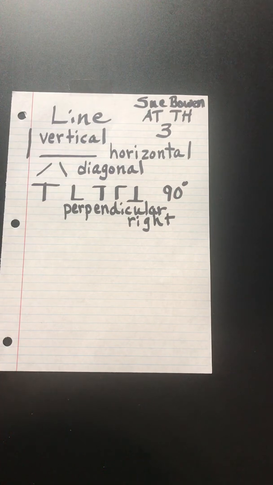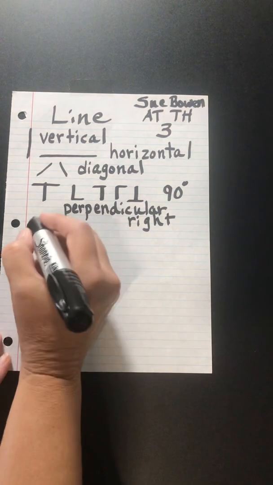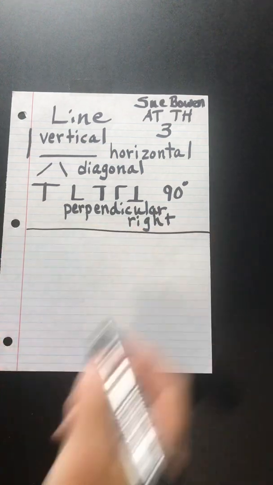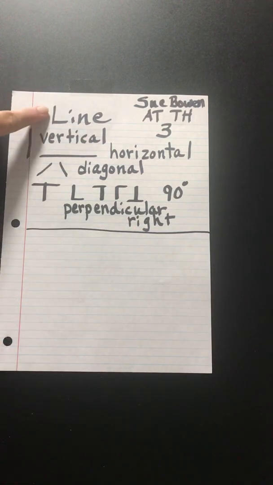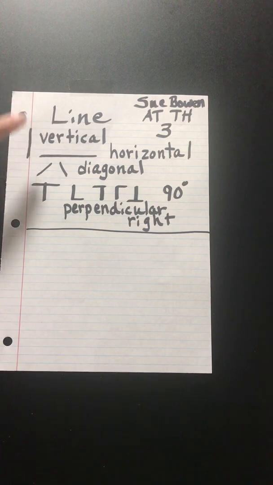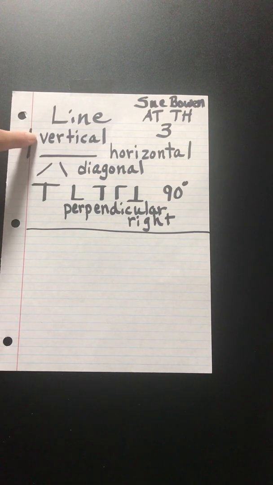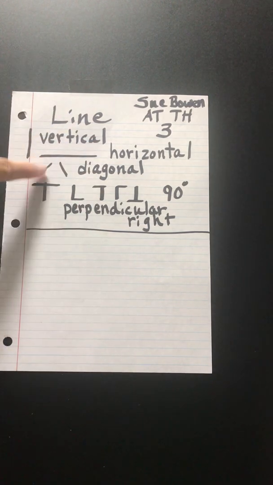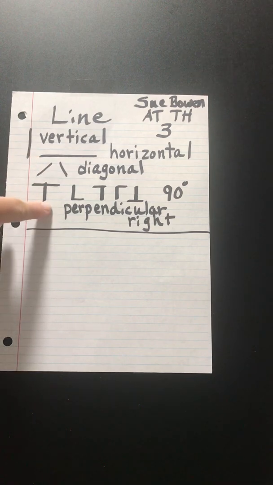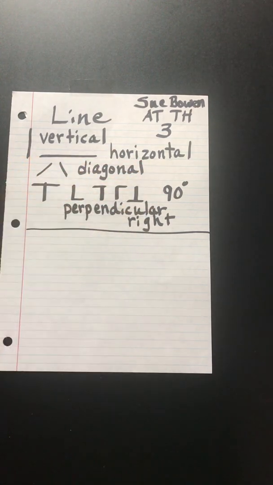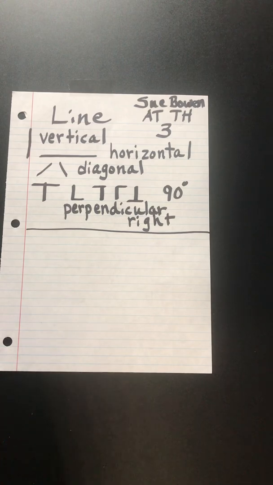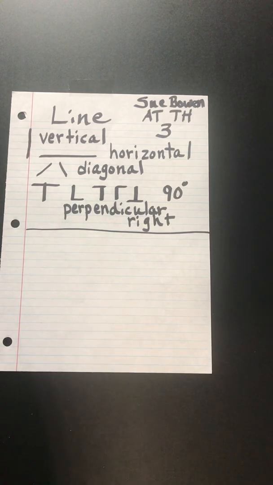Now, there are other kind of lines. There's intersecting and there's parallel, but we're not going to talk about those today. So let's just draw our straight line. So we have our learning intention as line. We know we're successful when we can identify vertical lines, horizontal lines, diagonal lines, and perpendicular lines that are also known as 90 and right. Okay? All right, let's get started on our drawing.